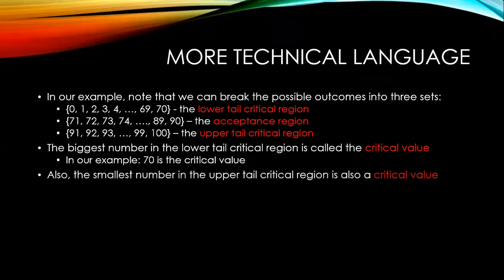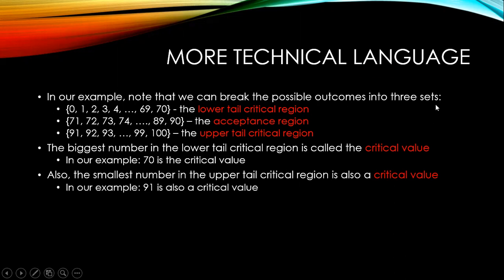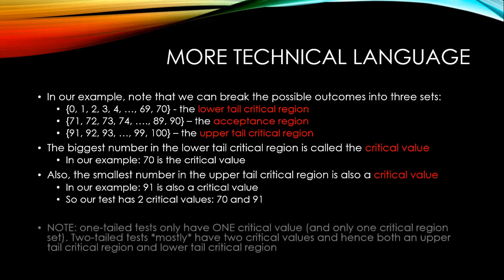But in a 2-tail test, because remember, this is a 2-tail test, we have 2 tails of the distribution, the lower tail and the upper tail critical regions. The smallest number in our upper tail critical region is also a critical value, so 91. So in this hypothesis test, we have 2 critical values: 70 and 91.